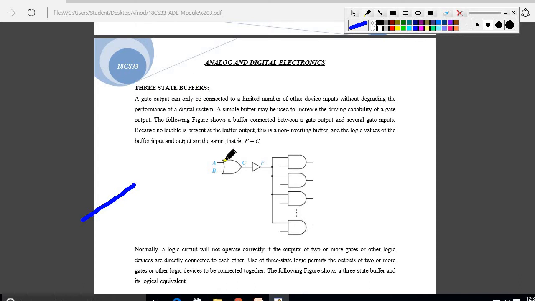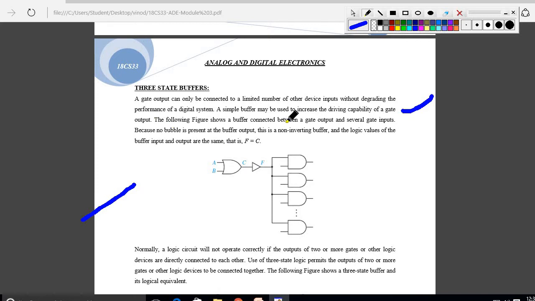The gate output can only be connected to a limited number of other device inputs without degrading the performance of the digital system. So a simple buffer may be used to increase the driving capacity of the gate output. That is why we are using a buffer in this case, to increase the driving capacity of the gate output. Here we are using an OR gate, right? So just to increase the driving capacity of this gate output, I am going to use this buffer.